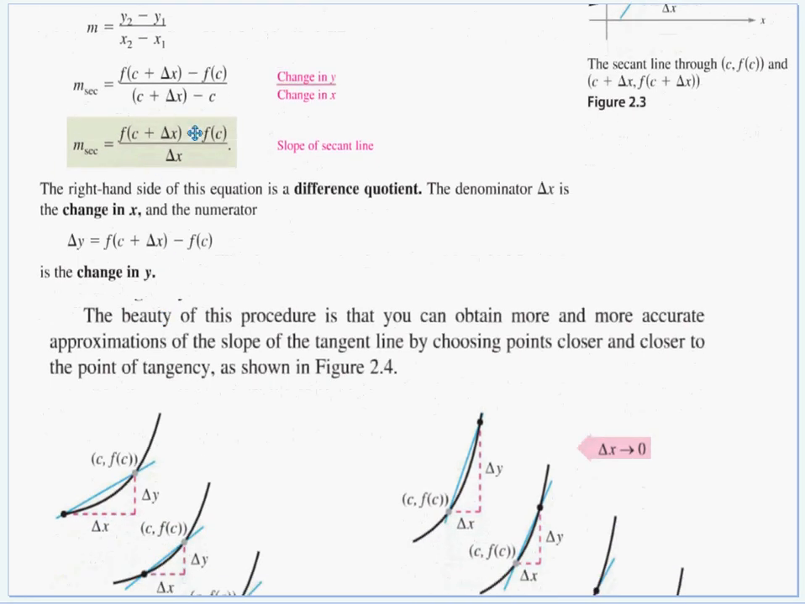This right-hand side here is called the difference quotient. Difference meaning subtraction. There is a subtraction between the two terms in the numerator. Quotient, it is in the form of a quotient or a fraction. The denominator delta x is our change in our x-axis, and our change in the numerator is change in y, so we could just write that as delta y.